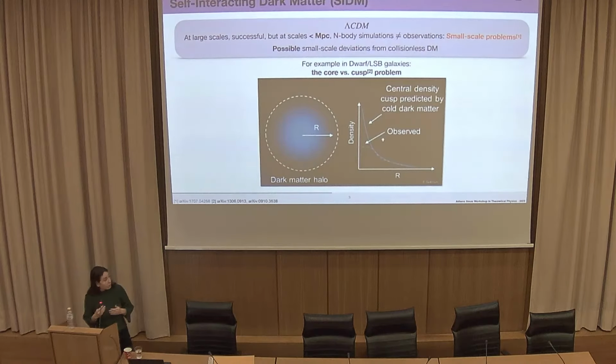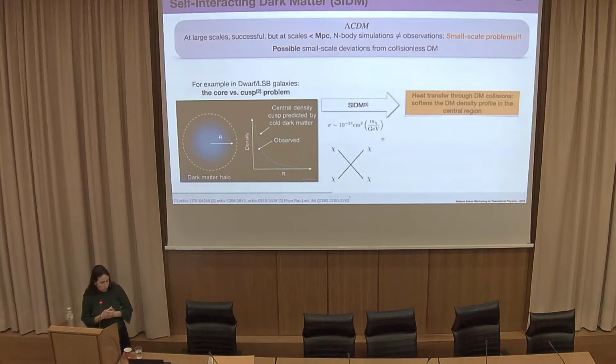In dwarf and low surface brightness galaxies, Lambda CDM predicts that the central density of the dark matter halo is going to be cuspy. However, when we compare to the observation of rotation curves, we observe a more cored inner halo density.